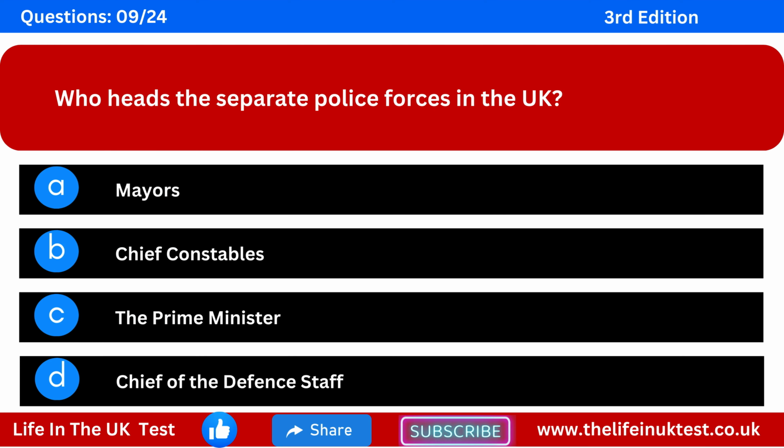Who heads the separate police forces in the UK? Option A: mayors. Option B: chief constables. Option C: the Prime Minister. Option D: Chief of the Defence Staff.